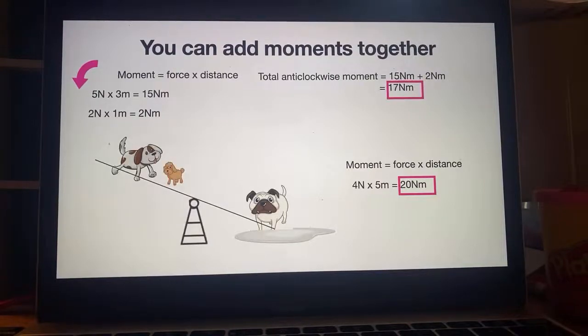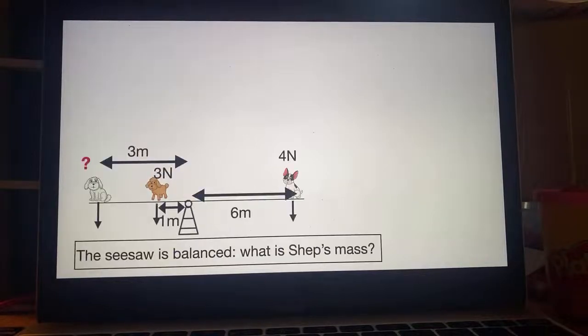Yeah? Okay. Are you ready to do one of those questions for me? Yeah? Think you can do it? All right, have a look at this. The seesaw is balanced. What is Shep's mass? So it's just the same as the example that I showed you.